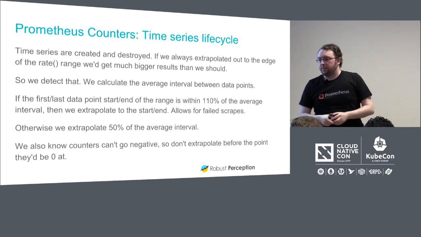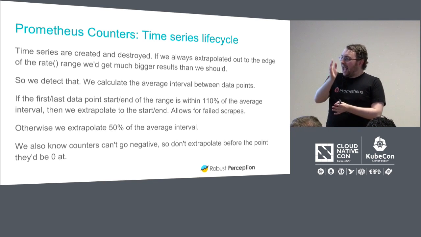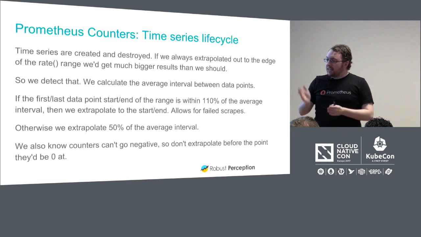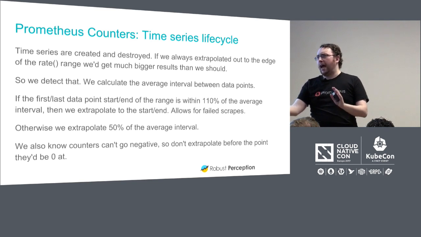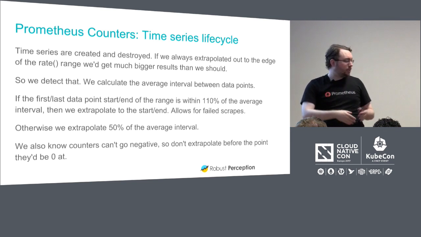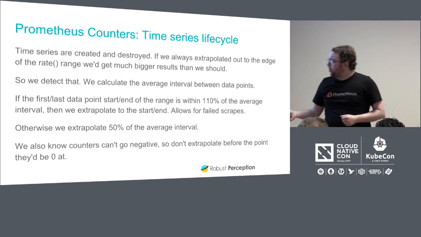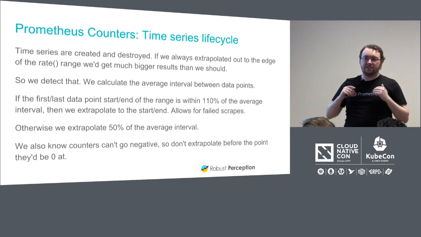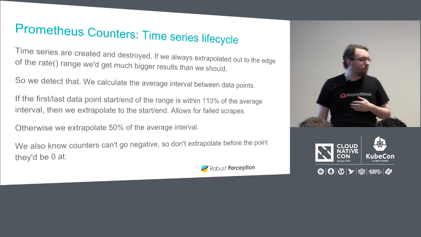The principle is if a time series disappeared, well, it could have disappeared, the process could have died any time from the scrape and when the next scrape should have been. On average, it disappears in the middle. So on average, we'll get the same result, and we do the same to start with something appearing. And one other thing we know, counters can't go negative because they start at 0 and only ever increase, so we don't extrapolate below 0.